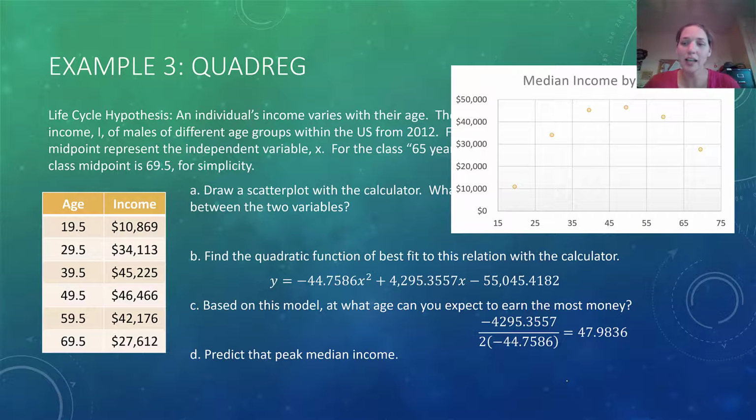looks about right. The highest point on here is the 49.5. And it looks like it's actually kind of starting to come down there already, so that 47, 48 years old makes sense, according to this. What is that peak income, though? Well, we'll just sub it into the function, and I get $48,000, which also makes sense based on the Y scale of my graph. So something must have gone pretty right for me to have this work.